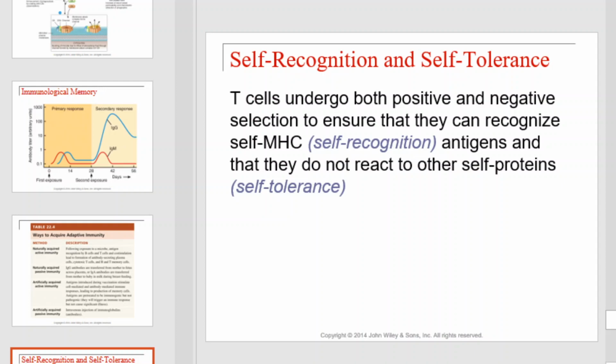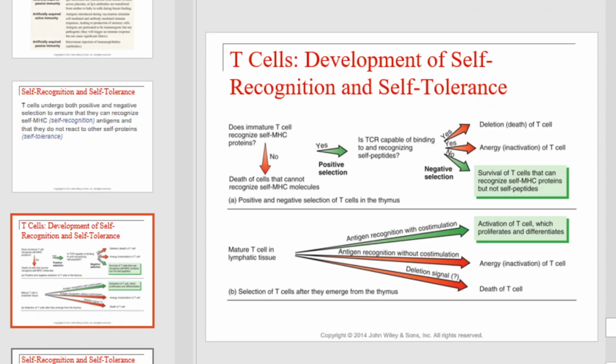Self-recognition and self-tolerance. T cells undergo both positive and negative selections to ensure they can recognize self-MHC antigens and that they do not react to other self-proteins. This graphic illustrates the development of self-recognition and self-tolerance.